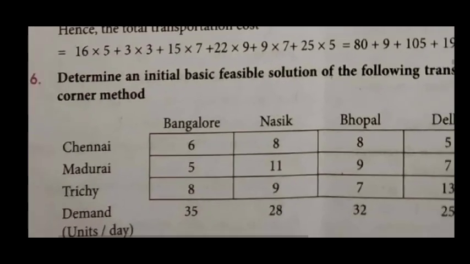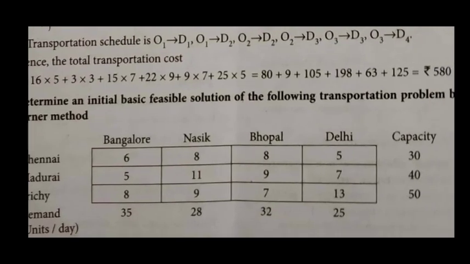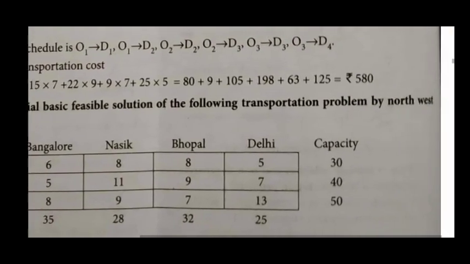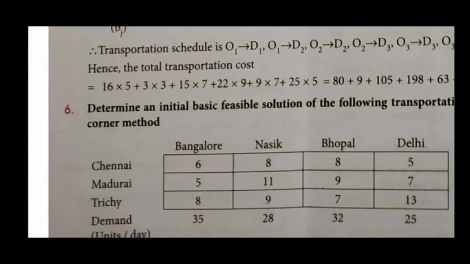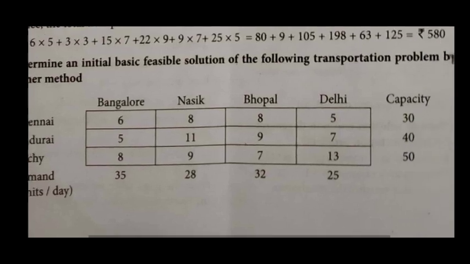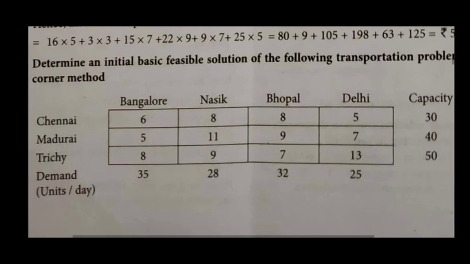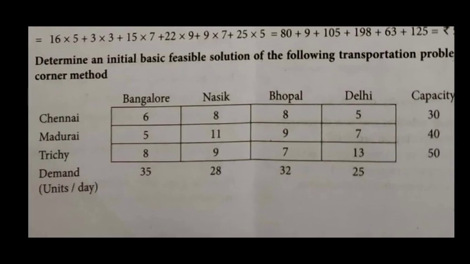Then come to the sixth question. Determine the initial feasible solution of the following transportation problem by the northwest corner method. Here Chennai, Madurai, Trichy, and Bangalore, Nasik, Bhopal and Delhi. Here two things are given, capacity and demand. So here we are going to find the transportation problem. Demand is 35, 28, 32 and 25 and capacity is 30, 40, 50.